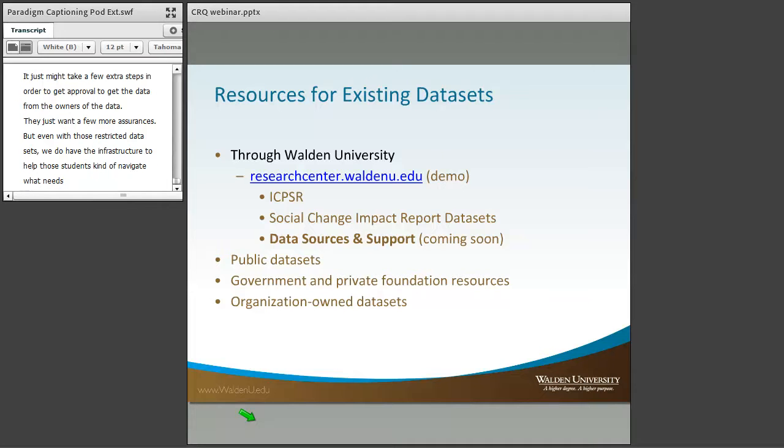And then another big resource is the Social Change Impact Report data sets. This is something that Walden has made available, and more information about this is available on the Center for Research Quality section of the website.